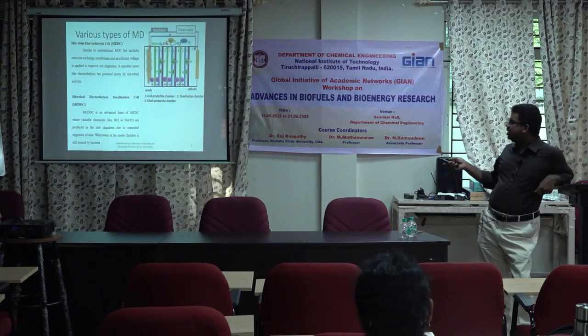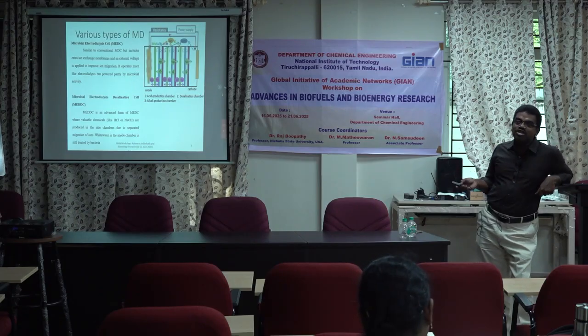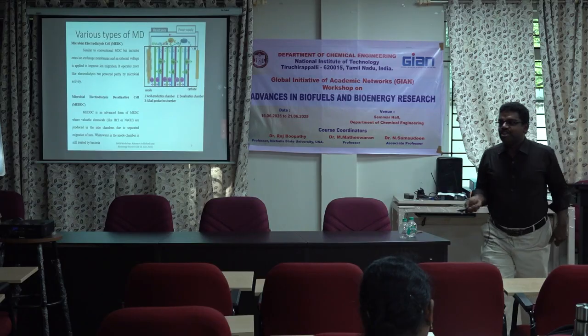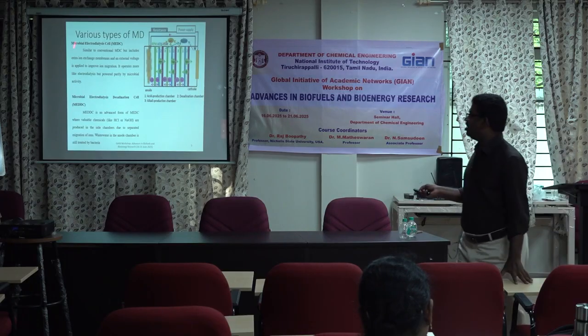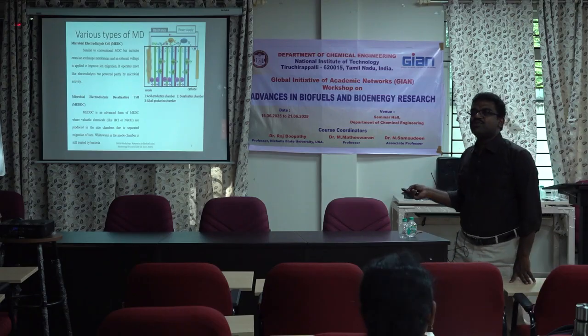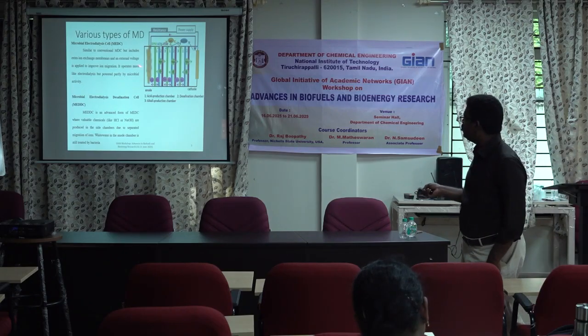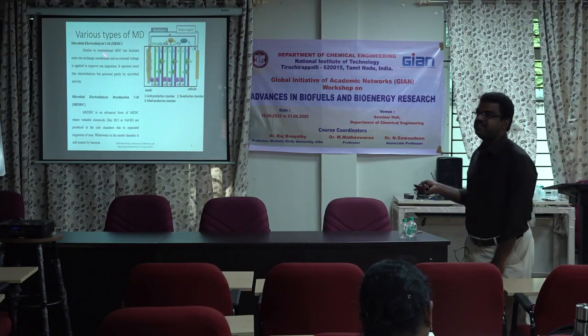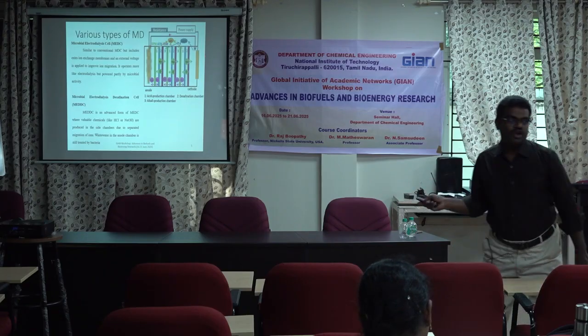The first one is the microbial electrodialysis cell. The microbial electrodialysis cell is similar to the microbial desalination cell; the only difference is that it is also able to produce hydrogen. Instead of electricity, it can also produce hydrogen. To produce the hydrogen, we need to supply a small potential to the system.